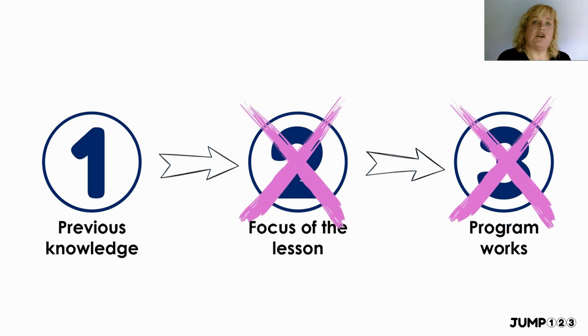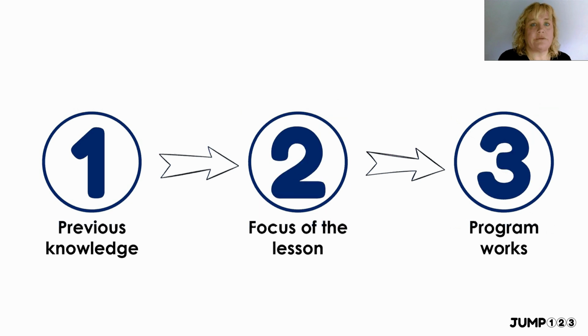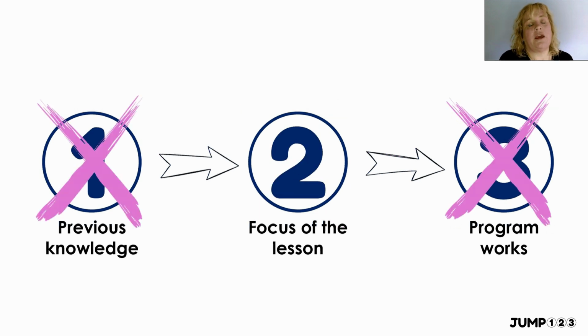If they don't get the focus of the lesson right and the program's not working, obviously it's not going to work. If they've not got their if statement working, then the highest they can get is a 1. If the previous knowledge is incorrect, but the focus of the work is correct, but the program is not working, they don't score the 2.